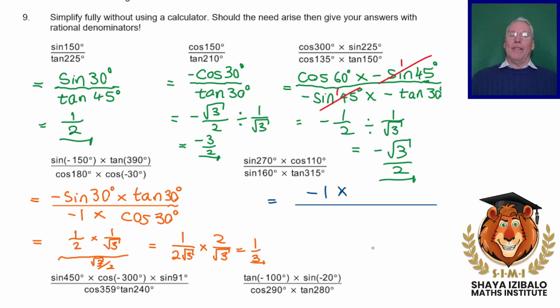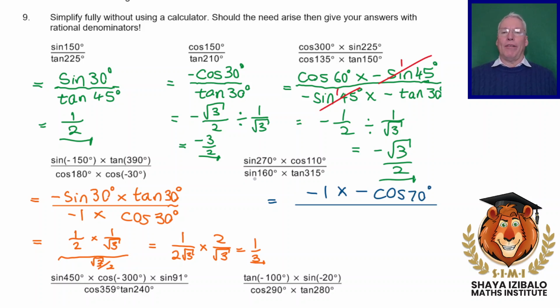Cos of 110. Now, this is interesting because this is not a special angle. Right? Cos of 110 is actually in the second quadrant, so it's definitely going to be negative. I could either go with cos of 70 or I could go with the sine of 20. Okay, let's suppose I decide to go with the cos of 70.